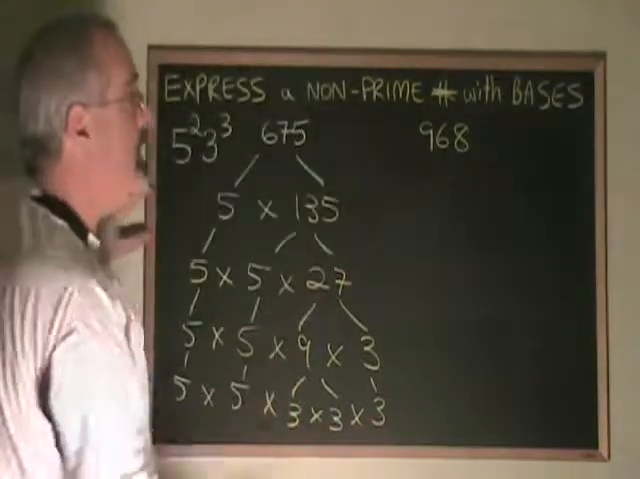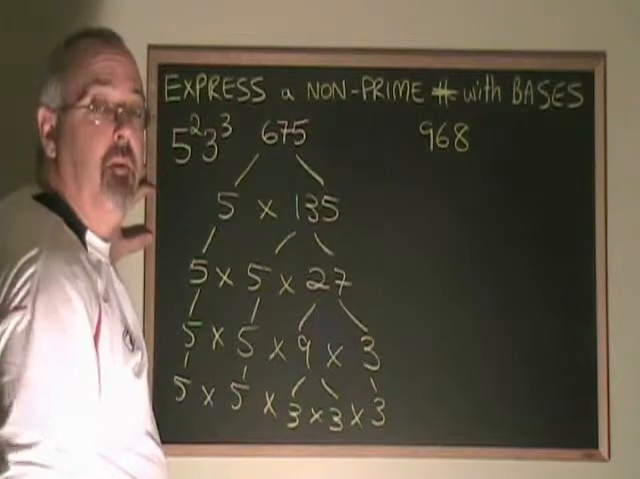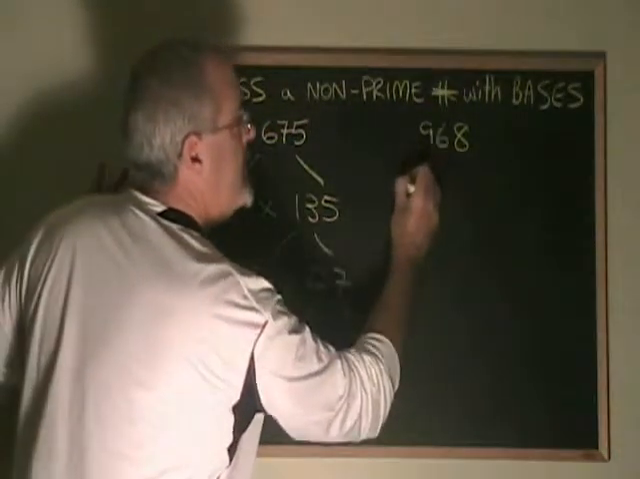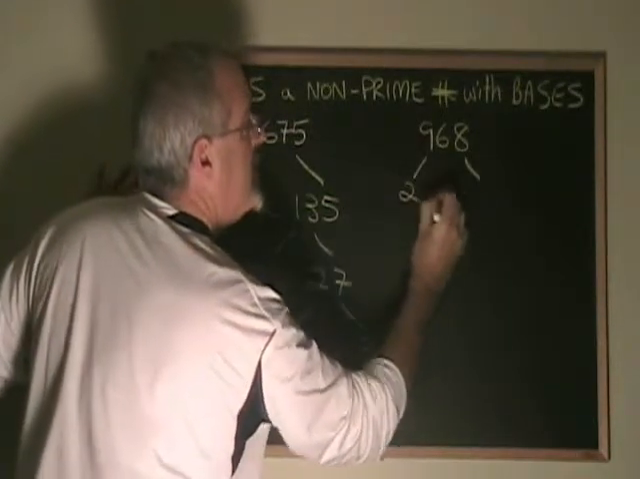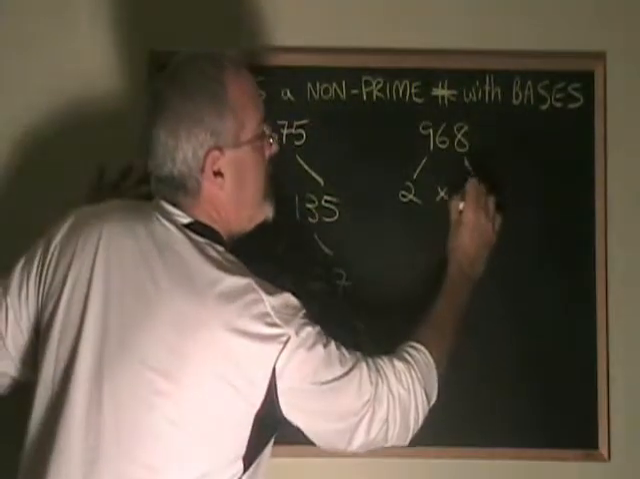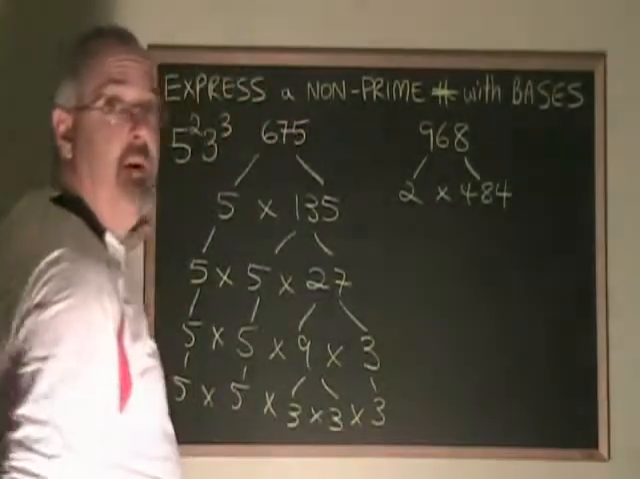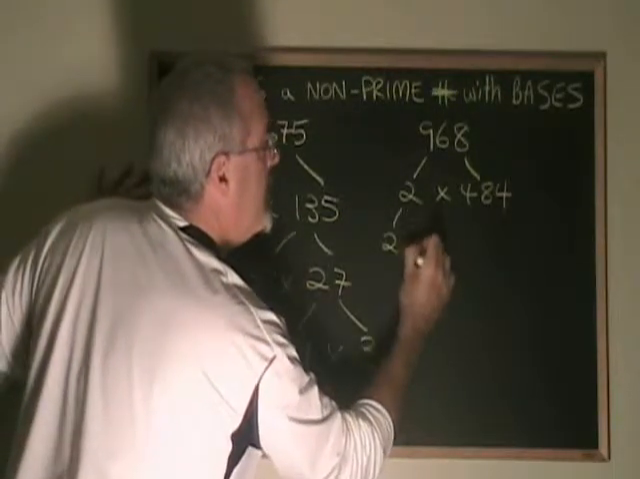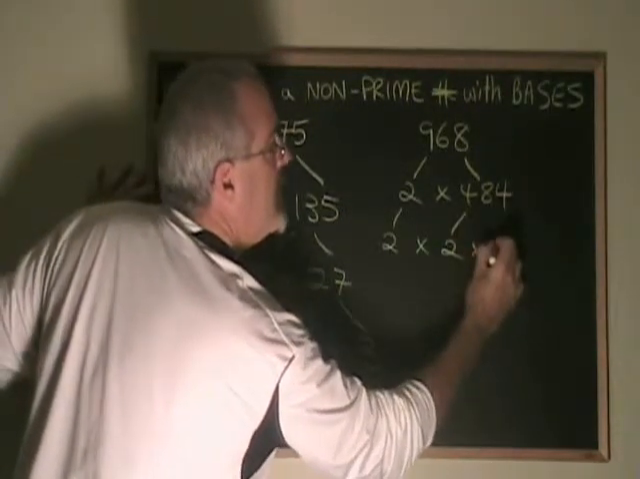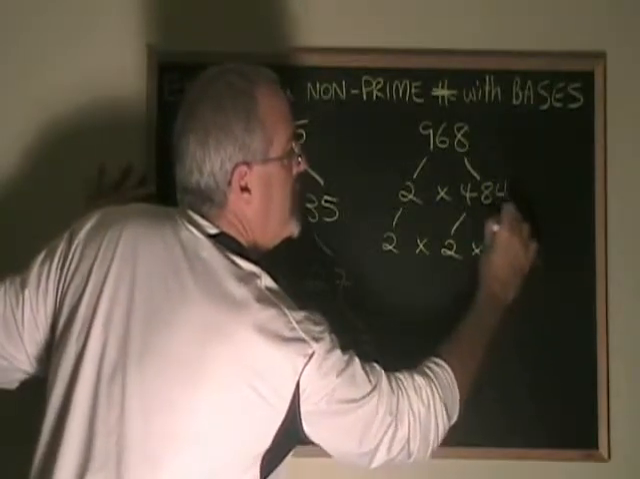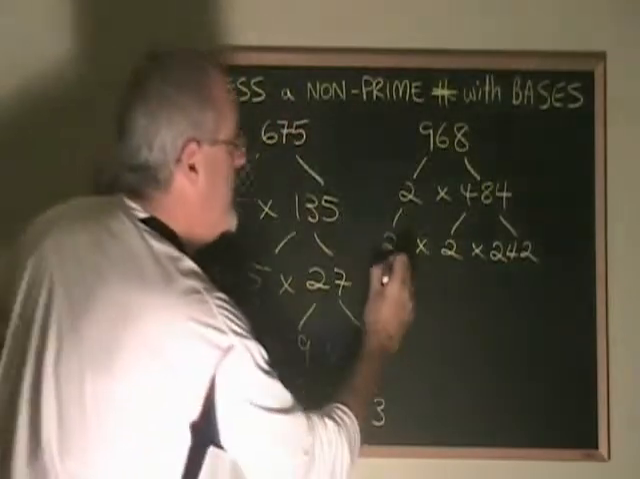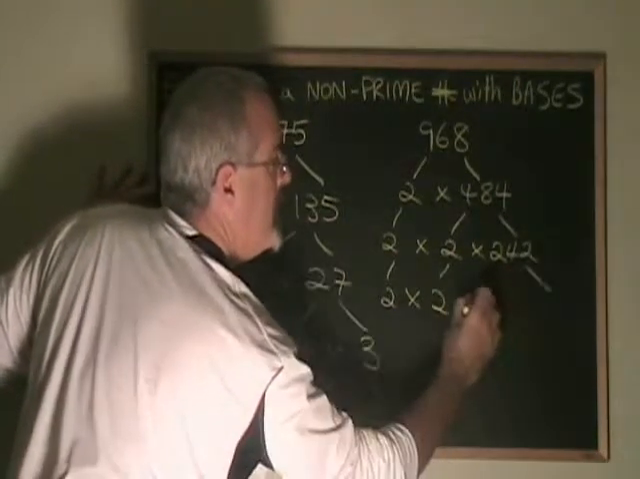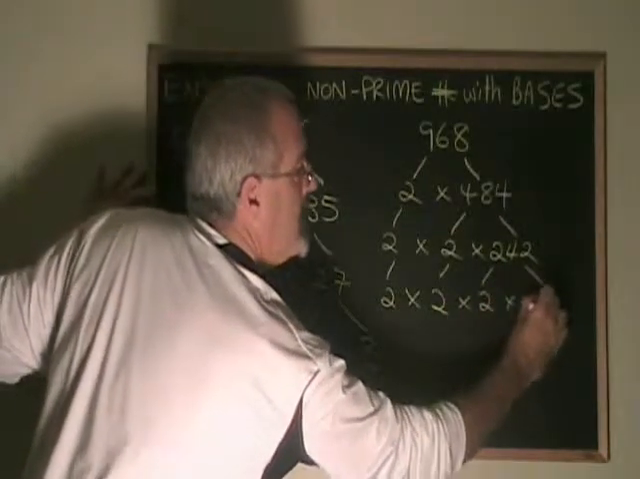Let's try 968. This one is even more confusing, but we can see that it's an even number. So it has to have 2 as a factor. We'll just start off easy by breaking it down into 2 times 484. Again, 484 is not that nice to look at, but it's an even number. So we can break it down into 2 times 242. 242 is still even, so it can be broken down into 2 times 121.